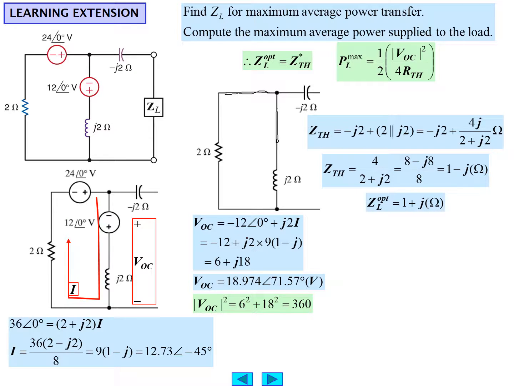And therefore, the optimum load would be the complex conjugate. Complex conjugate, of course, is the negative of the imaginary part. So it's 1 minus a minus, which becomes a plus J, or 1 plus J. The maximum power transfer is 1/2 the magnitude of the open circuit voltage squared divided by 4 RTH. And of course, RTH is 1 again. So we end up with 1/2 times 360 divided by 4, which is 45 watts.